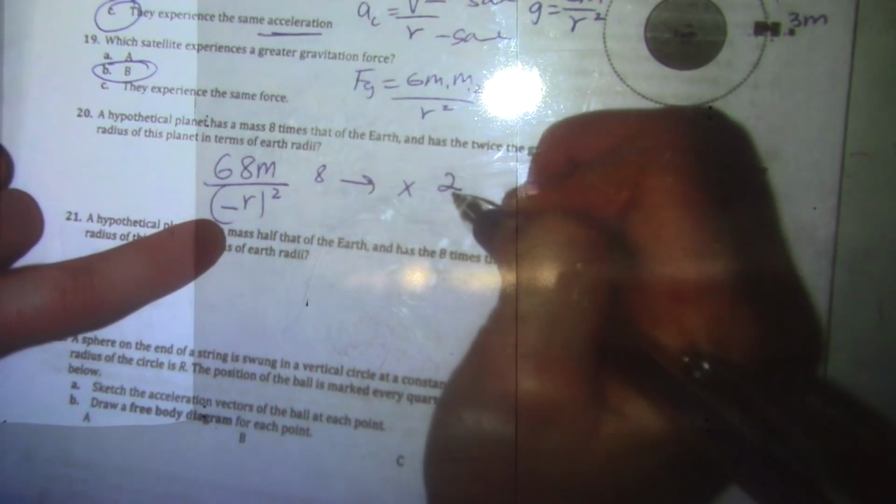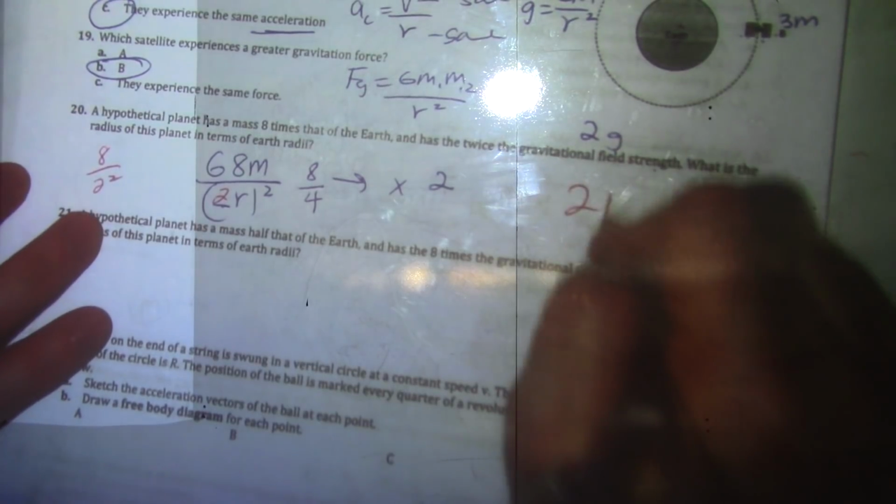Hypothetical planet has a mass 8 times that of the Earth and twice the gravitational field strength, so that means twice the g. So I want to end up with times 2, and I'm looking for how many times greater or smaller the radius is than Earth's. So if we look here, I've got 8 on top. To get to 2, I need to divide by 4, so that means I need a 2 right here, because 2 squared. So that would give me 8 over 2 squared. 8 over 4 is 2, so that's good. So I need twice the radius.